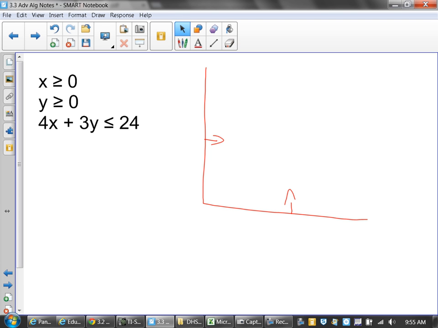After that, I did the intercepts. 6 for the x-intercept, 8 for the other. Here's 6, and here's 8. And then the only thing I had to figure out is where to shade it. Does that graph go through the origin? No. What's 0 plus 0? 0. Is 0 smaller than 24? I think so. That's why I was shading in here. So this is where we get this shaded region.